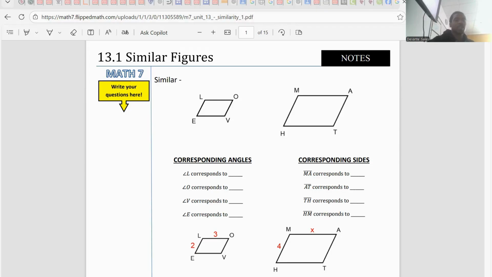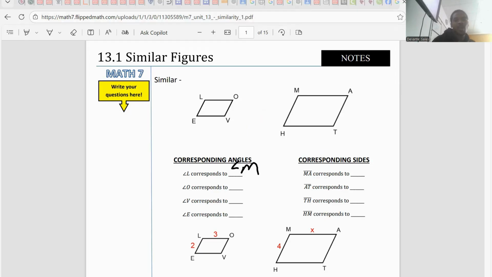So when you see this first one, it says angle L corresponds to. I'm going to put an arrow. This is a scale copy of your larger shape. So when it says L corresponds to, your answer has to come from here. Can somebody help me out? When it says angle L corresponds to, which angle does it correspond to? It's M. Yes, you got it. It's angle M.